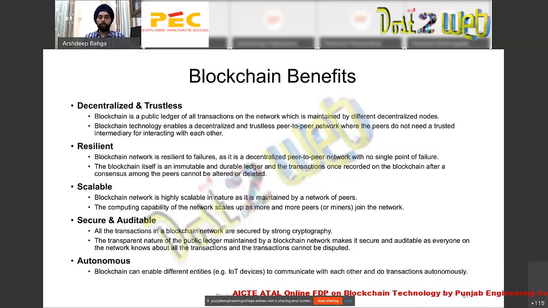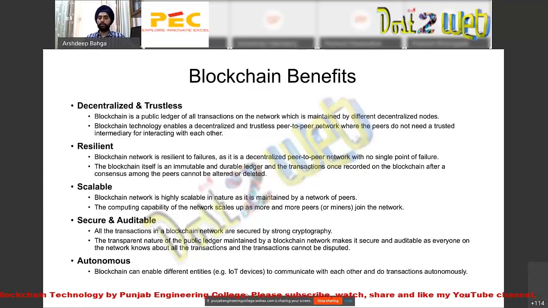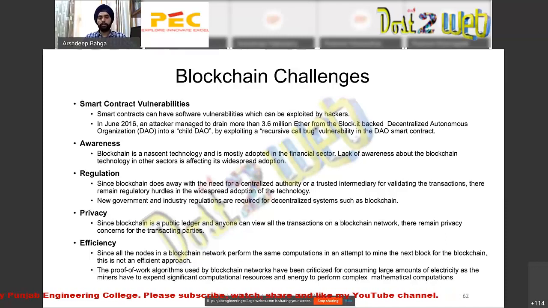It is secure and auditable in nature, since all transactions are secured by strong cryptography, and we are storing the root hashes of the Merkle trees, and transactions are stored within the Merkle trees. We cannot change the transactions. It is autonomous in nature, it can enable different entities to communicate with each other and do transactions autonomously without the need of a trusted central authority. But there are a number of challenges associated with blockchain. Firstly, there are issues with respect to smart contract vulnerabilities.